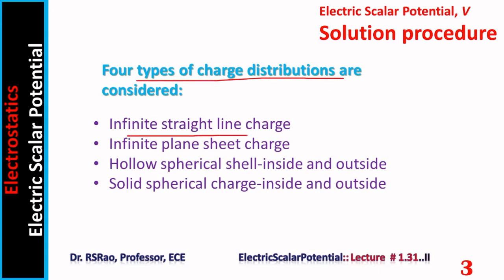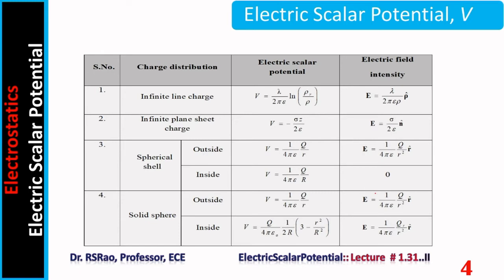One is infinite straight line charge, second one is infinite plane sheet charge, third one is hollow spherical shell. We consider a field point both outside as well as inside the shell. Fourth is solid spherical charge; in this case also, we consider a field point both outside as well as inside the charge. Here, in a tabular form, the field intensity and potential functions are both given for various charge distributions.